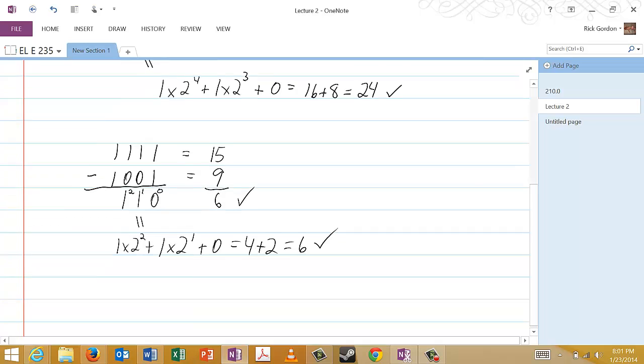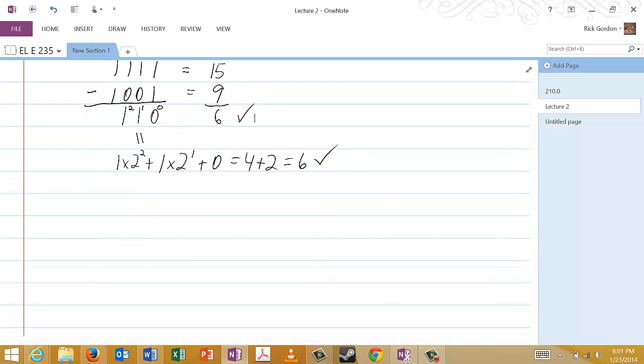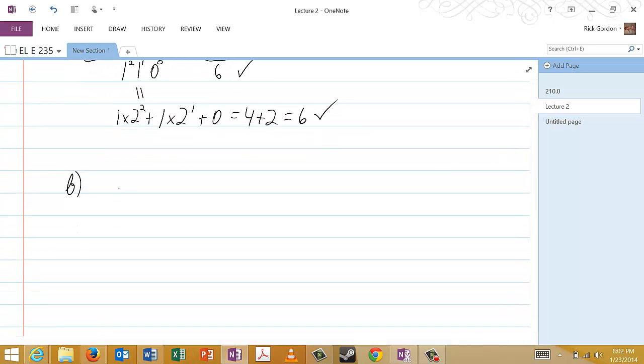So now let's look at problem 1.17b. This one is a little bit longer, and I think we'll demonstrate also some other ideas. So let's see what will happen here. We're asked to add 1101001. No, that's the first number, and the second number is 11.